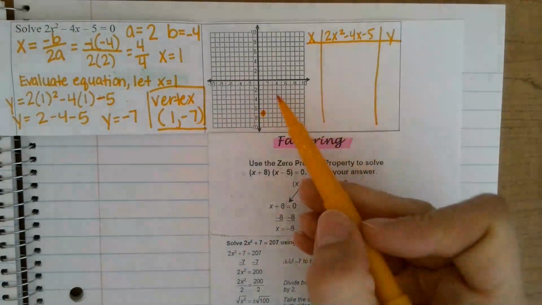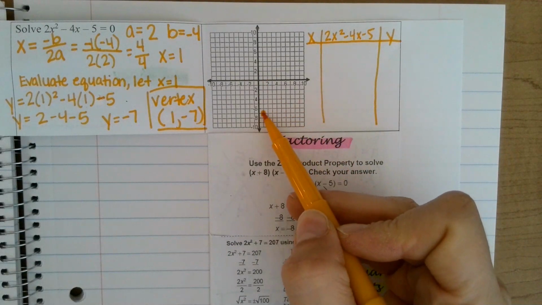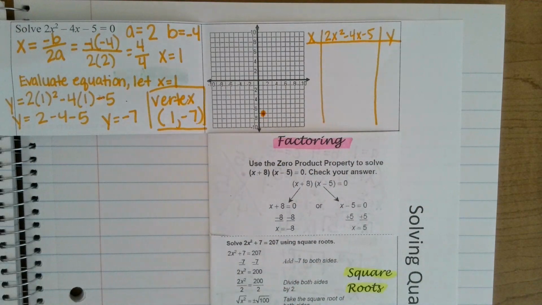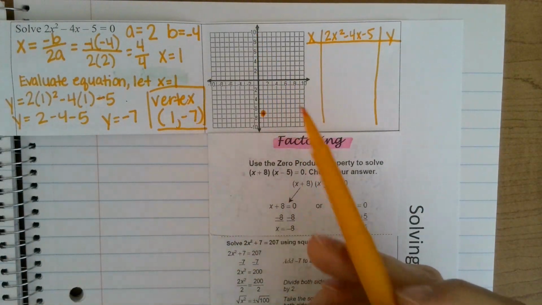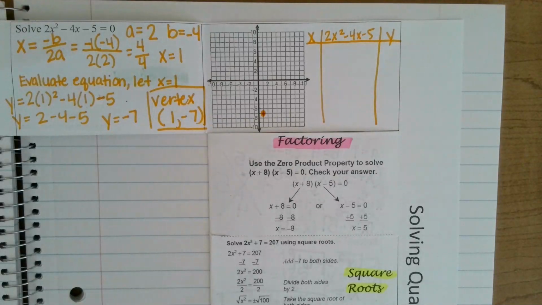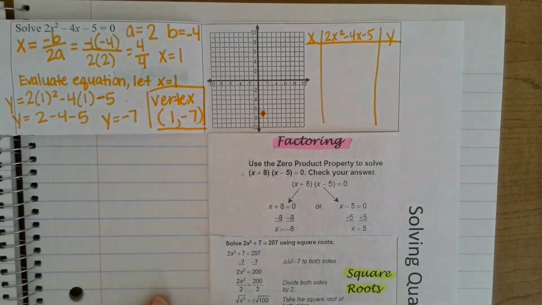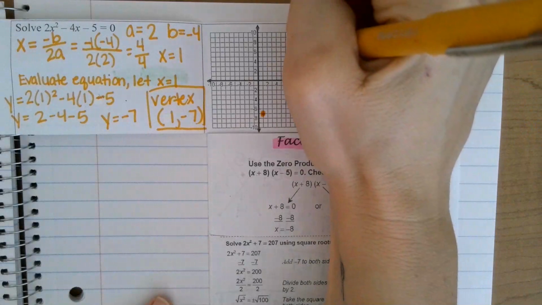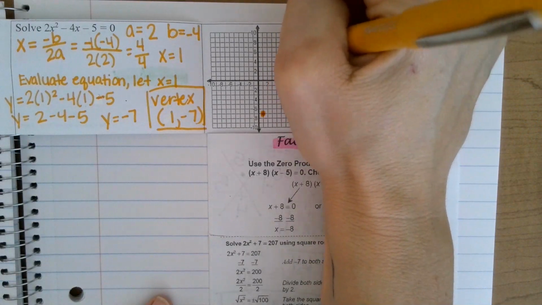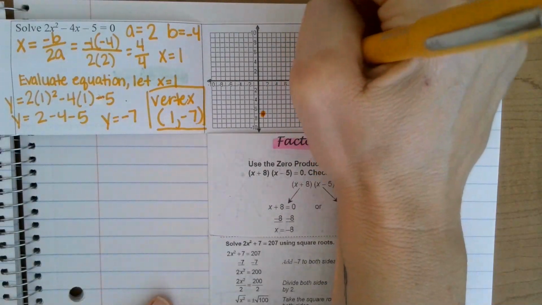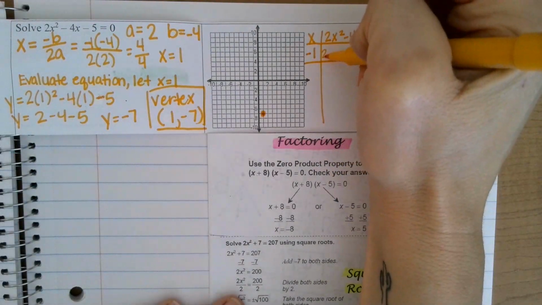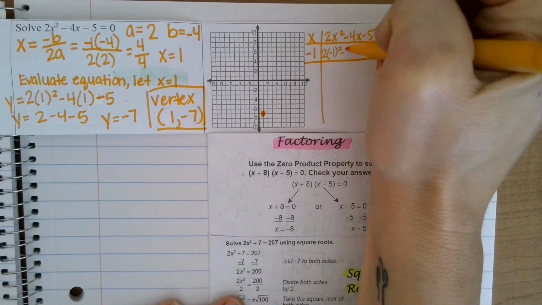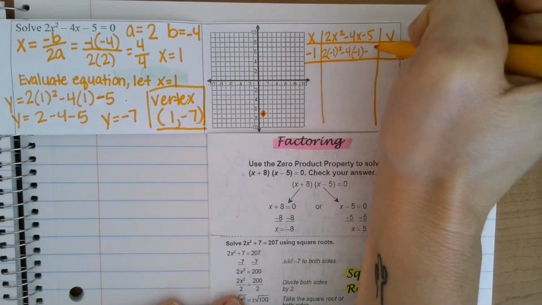So we already found x equals 1. So you don't want to choose any numbers too far away from that, because right now our graph only goes up to 10. So let's start with the numbers right next to 1. Let's do -1 to include a negative. So we're going to substitute or evaluate -1. So 2 times -1 squared minus 4 times -1 minus 5.